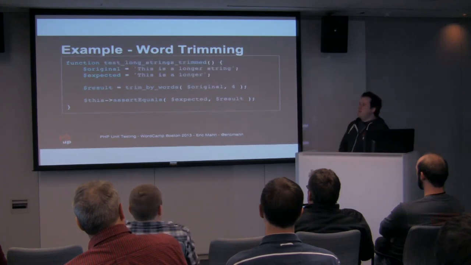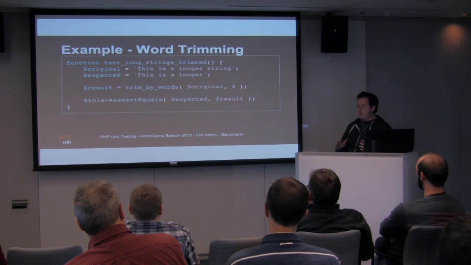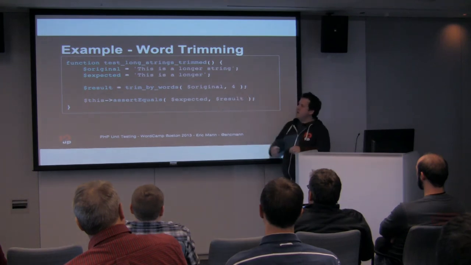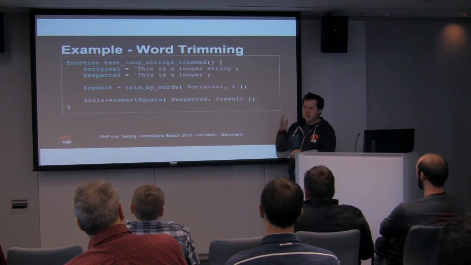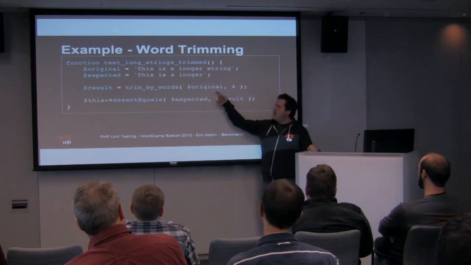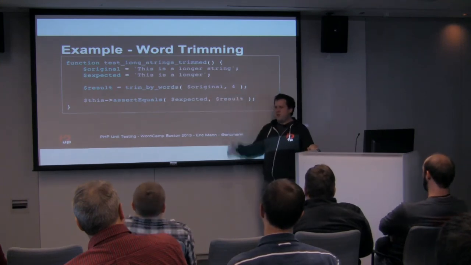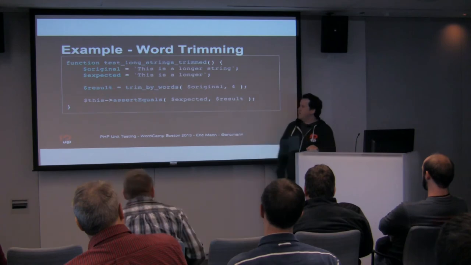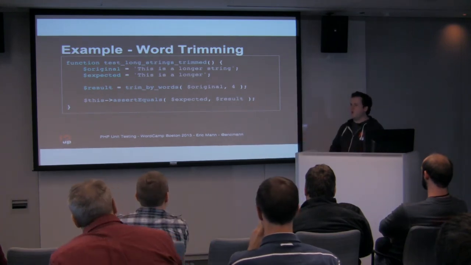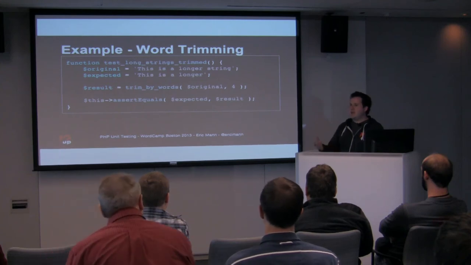Our next test is to verify that long strings are trimmed. So now we've tested short strings are not trimmed. They're left untouched. But now we want to cut off long strings. So in this case, our original string is "this is a longer string." We want to trim it down to "this is a longer." We're just going to shave off a word. So for our result, we're going to call trim by words, passing the original string, trim it down to four or less words. Once again, we tell PHPUnit, I want you to prove that these two are equal. If they are, say it passes. If they aren't, give me a failure.